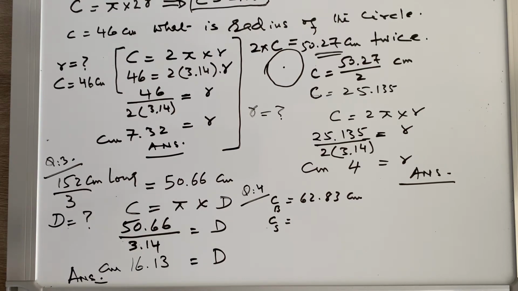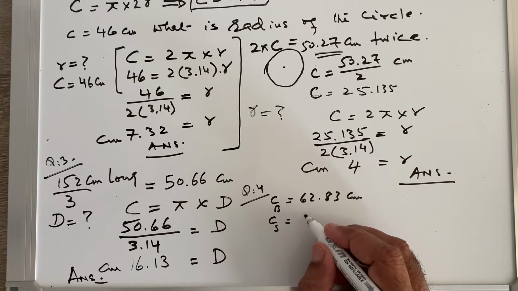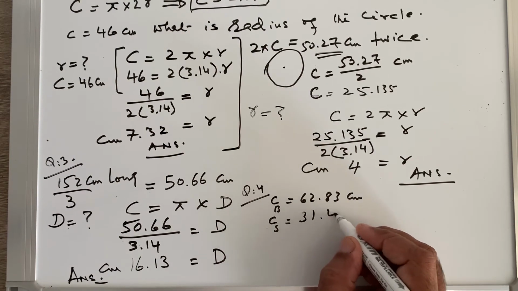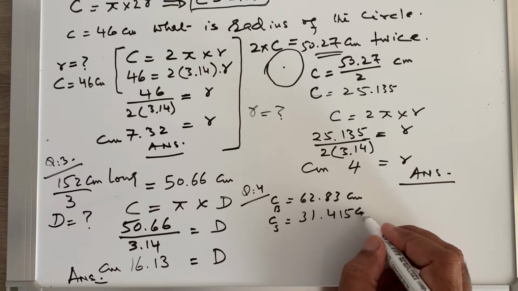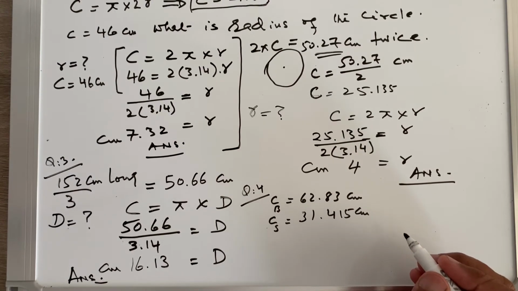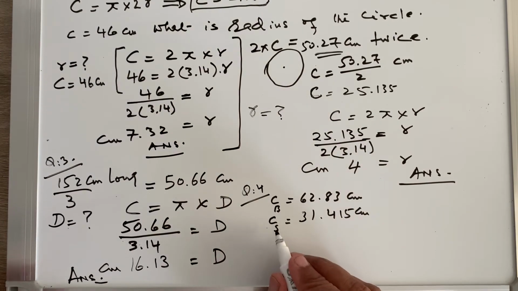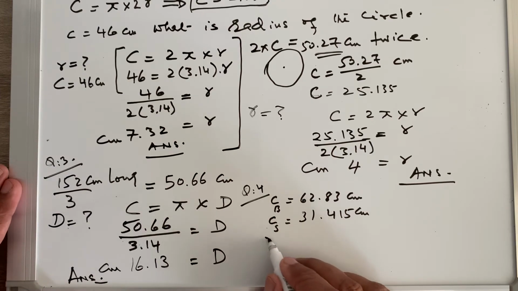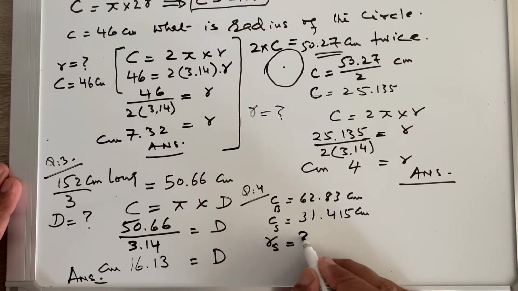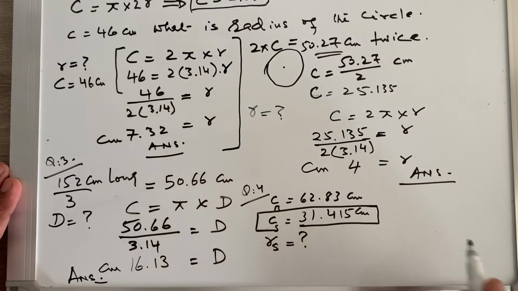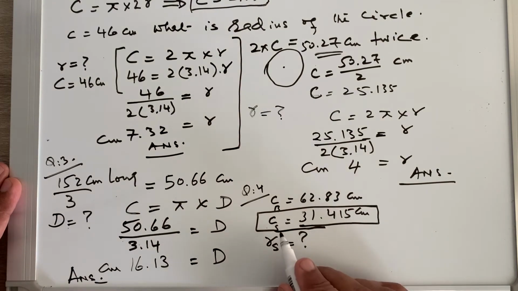I have to divide it by 2 because my smaller circle is half of this. So 62.83 divided by 2 will be the circumference of the smaller circle, which is 31.415 centimeter, right? So this is my smaller circle diameter. What is the radius of the small circle? So I will use this circumference because this is the circumference of the small circle.